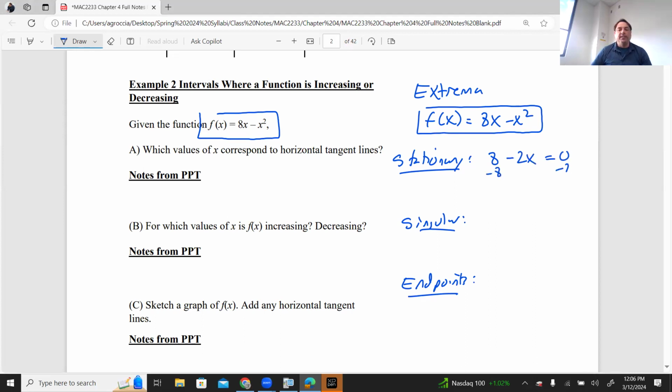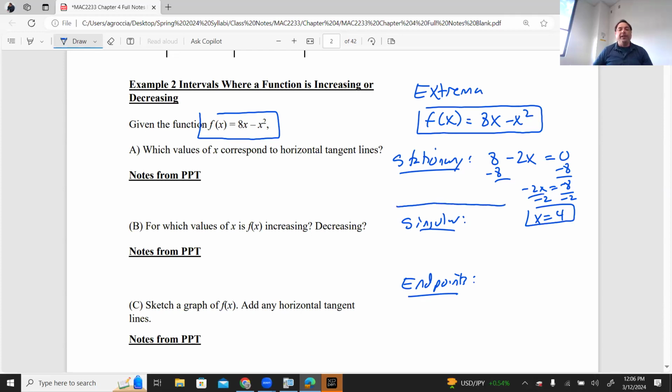We subtract 8, negative 2x equals -8, divide by -2, divide by -2. We get x equals 4. What does that mean? We have a potential extrema at 4. I don't know yet, need to check it. Don't even know what the y is, I just know the x, but we have that.